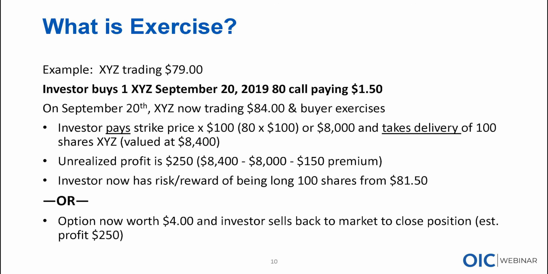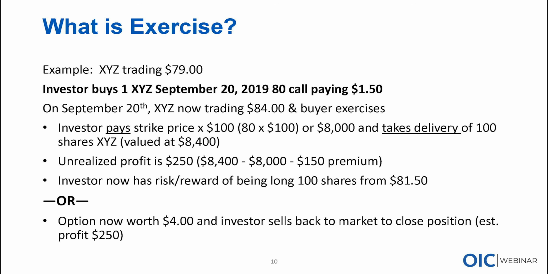So here we are. Let's fast forward a couple months. It's September 20th, expiration Friday. The stock is now trading at $84, and our buyer decides to exercise the call. The buyer is now saying, I have the right to purchase shares at $80. The stock is trading at 84. I'm going to go ahead and exercise my right to buy those shares.